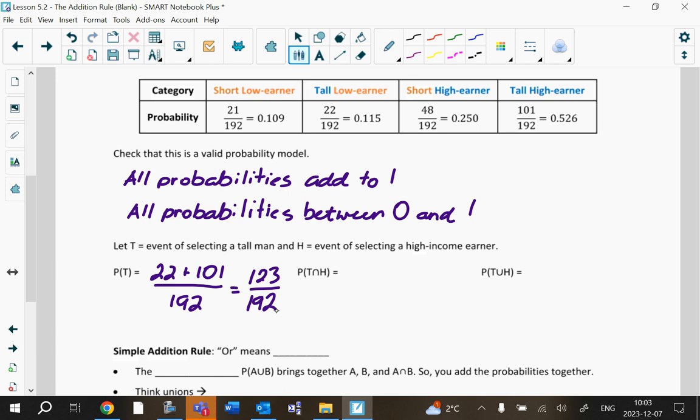Now we're getting into the ones we just looked at on the previous page. How do I read the second notation? Tall and a high earner. 101 out of 192. And the third one is tall or a high earner. They could be one of the 2 or both.